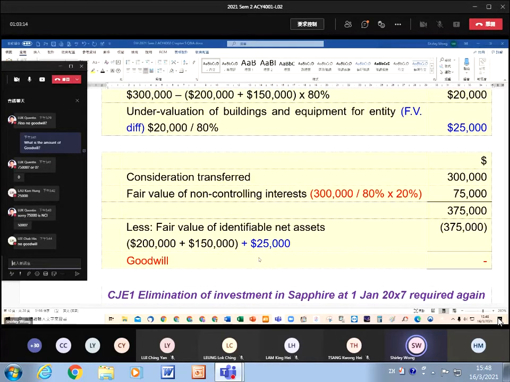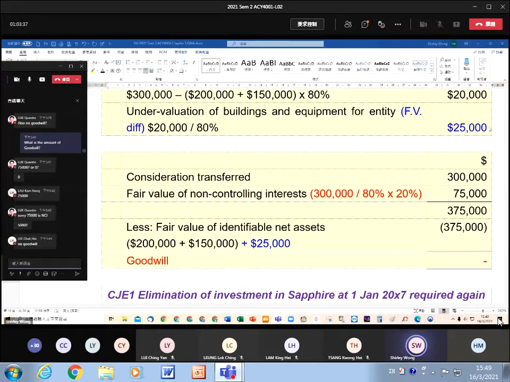So I just tell you, this question gives you 2 new challenges. First of all, you need to calculate the fair value of the NCI yourself, because they just give you the idea of no control premium. Secondly, you need to find out the fair value difference yourself. See if you have any questions.